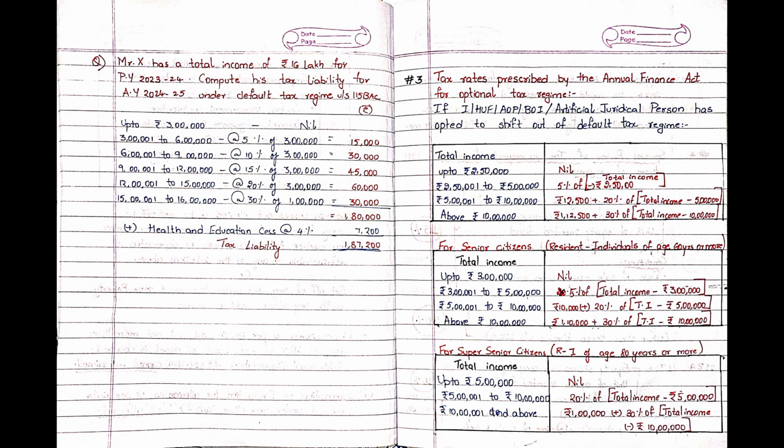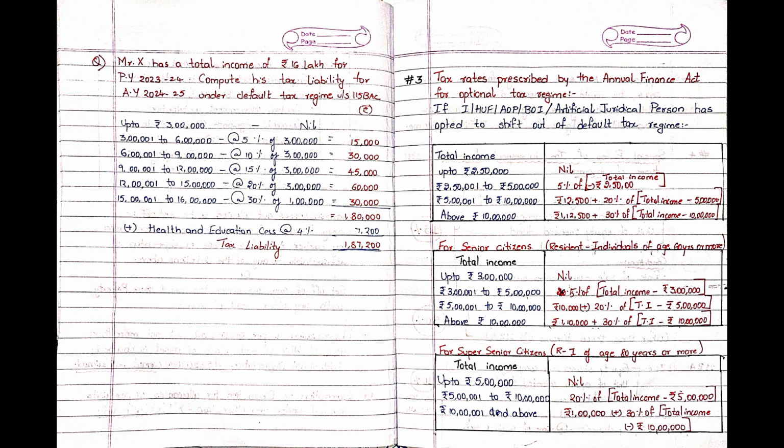Then the next slab is if the total income exceeds rupees 5 lakh and it is up to rupees 10 lakh, the tax is charged at 20% of total income minus 5 lakh plus rupees 10,000 is added from the previous slab. Then if the total income exceeds rupees 10 lakh, the tax is charged at 30% of total income minus 10 lakh plus 1 lakh 10,000 from the previous slabs is added. Okay, for senior citizens, the basic exemption limit is 3 lakh.